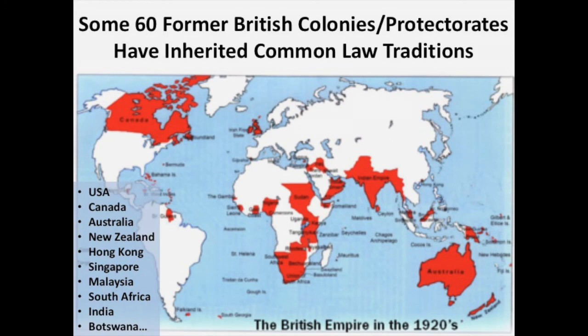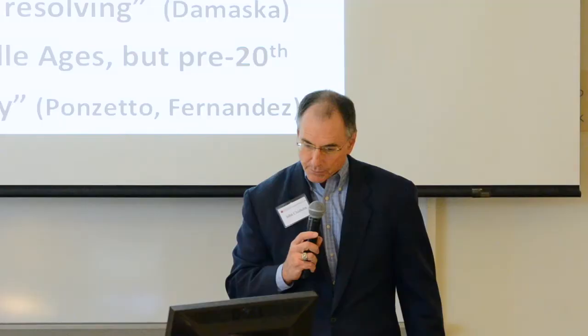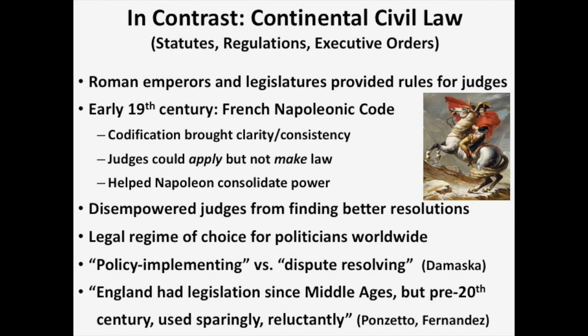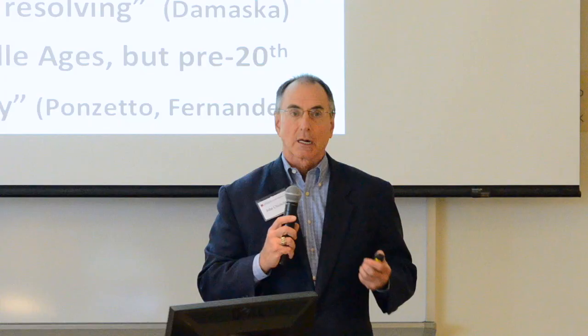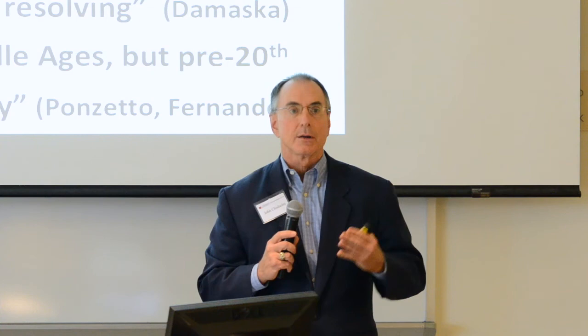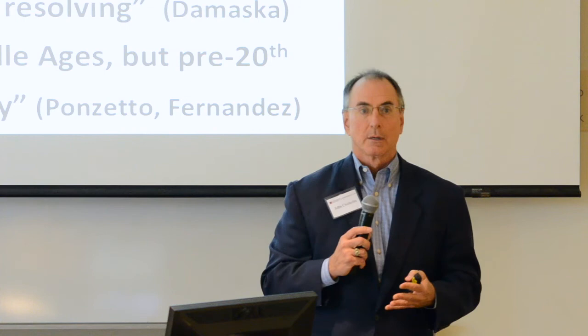And by civil law, I'm referring to statutes, regulations, and executive orders. In Roman times, emperors and legislatures provided rules for judges to follow. Continental civil law got a big boost in the early 19th century with Napoleon, who codified French law and created the Napoleonic Code. This brought clarity and consistency to the law in France, but it also limited the abilities of judges. They could only apply, not make law. And of course, that had the advantage of helping Napoleon consolidate power, because now he could decide what the judges could do.